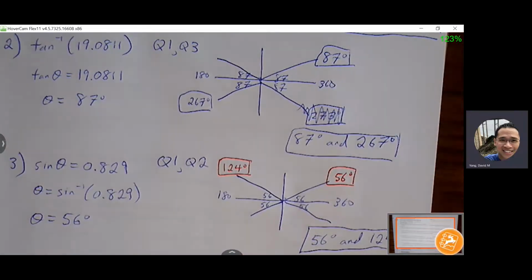I think the trickiest ones are the ones where you got inverse cosine that's negative, because it's going to give you a second quadrant value. You got to figure out what that reference angle is first, and then use that to help you find your way around the other quadrants.